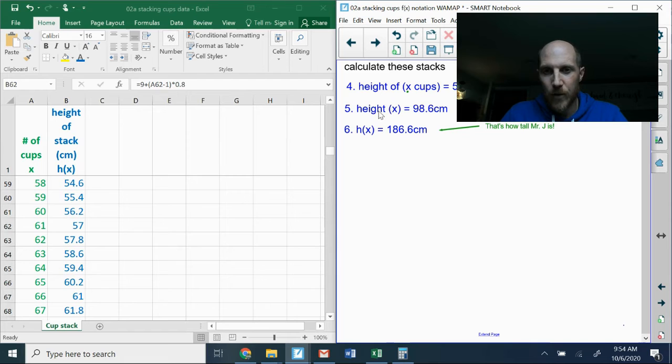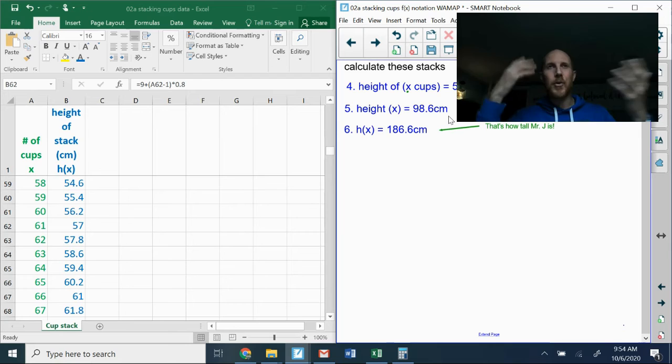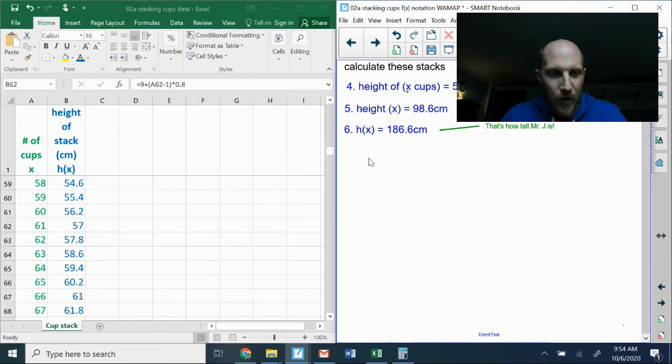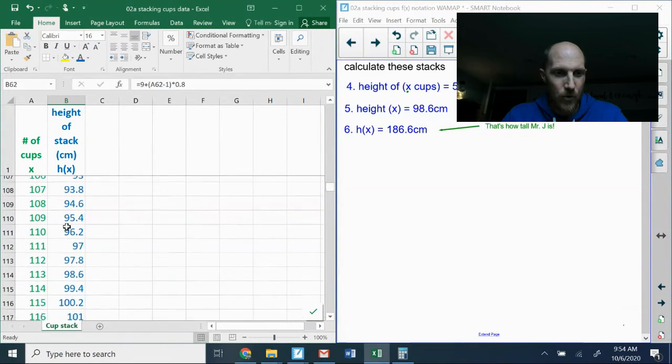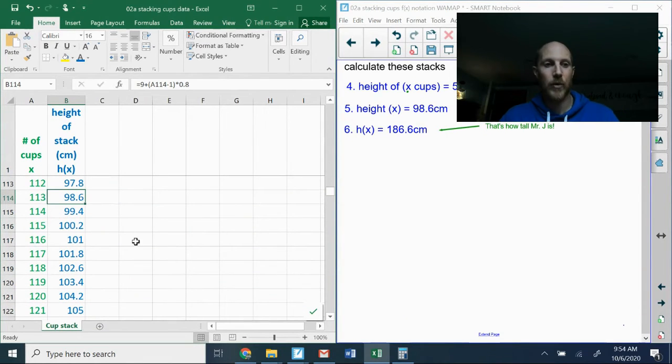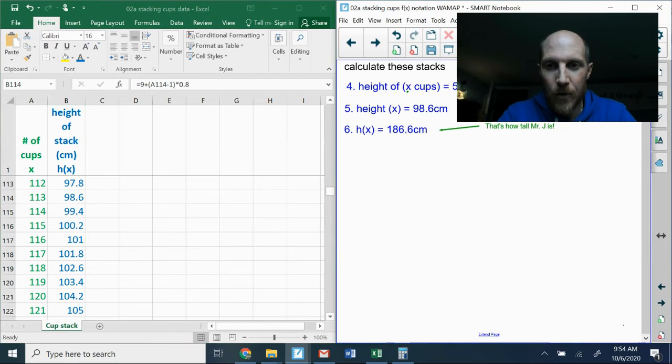Next question. What about the height of an unknown number of cups, x, which would be 98.6 centimeters? All these temperature checks for COVID got me thinking 98.6. So let's go to the height of 98.6. Does that show up? Scrolling. There it is, 98.6. That's 113. Unknown number of cups, x, is 113 cups.